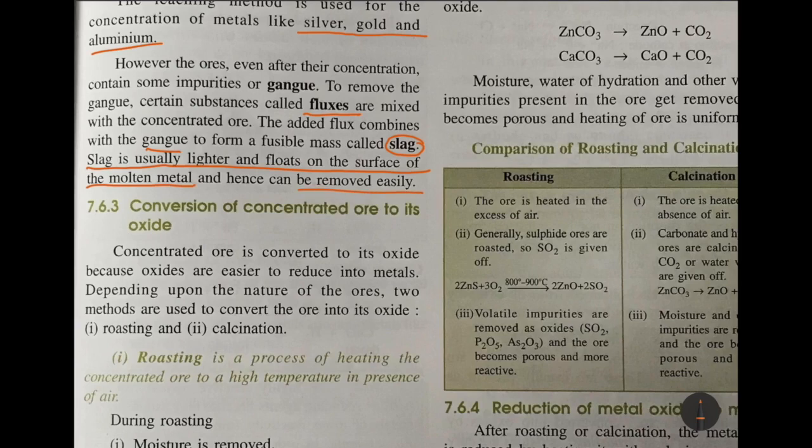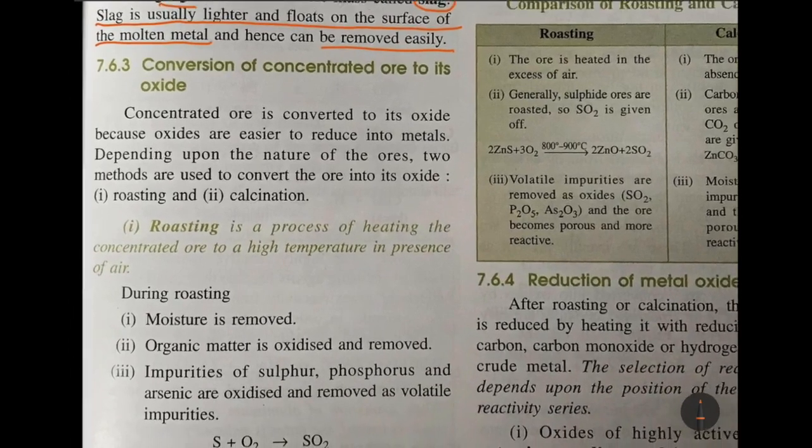So what happens, even after the concentration there are some more impurities left. To remove that impurity, another substance known as flux is added to it. The flux combines with the gangue and forms another separate mass. That mass is known as slag, which is light and floats on top of the molten metal, and it is separated.